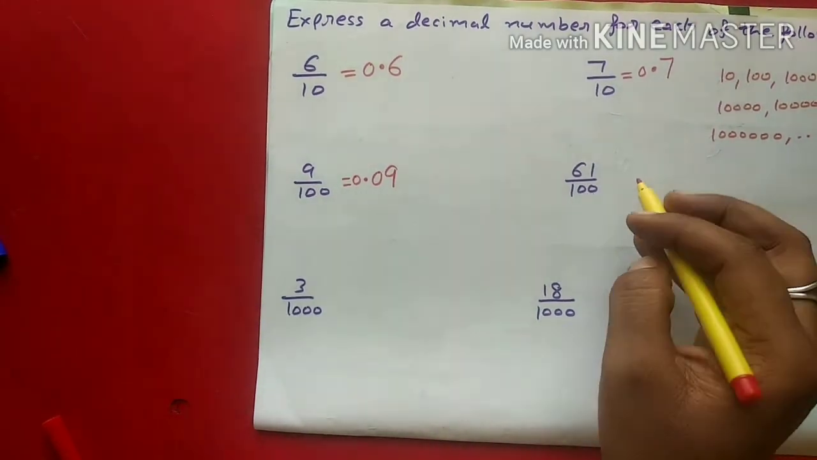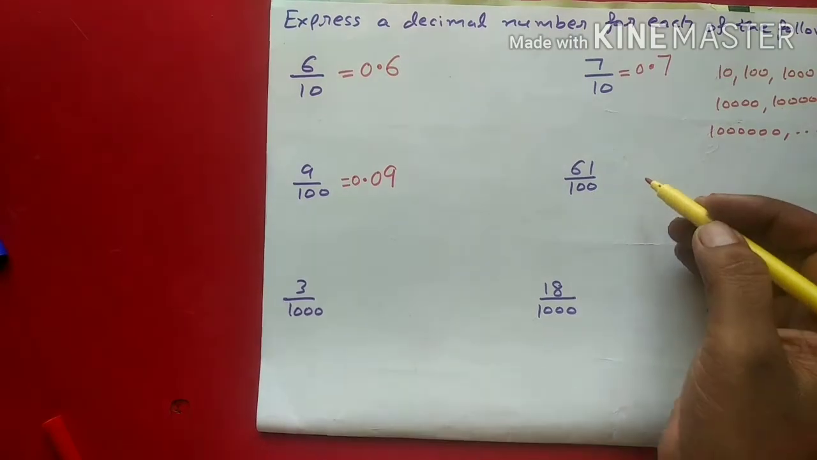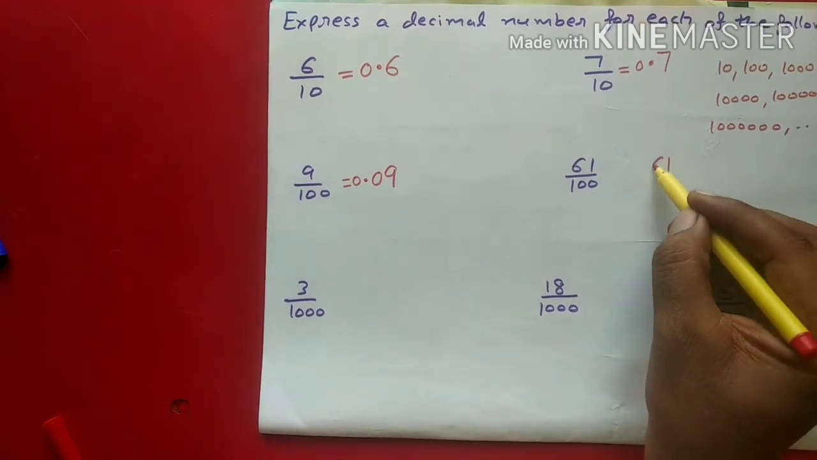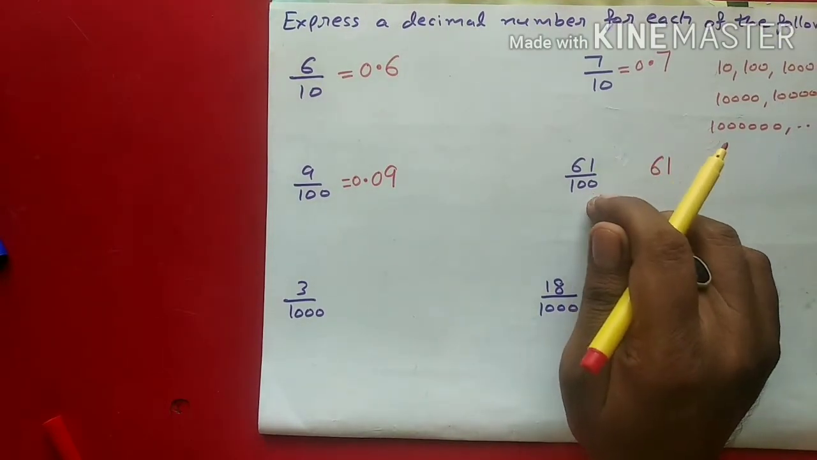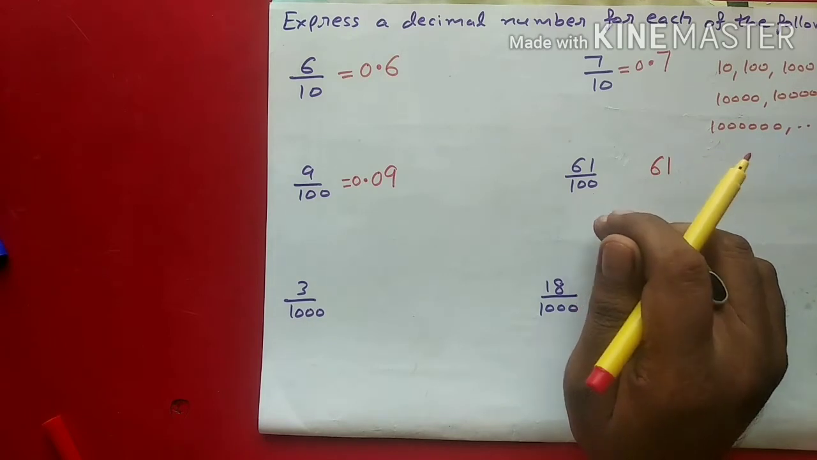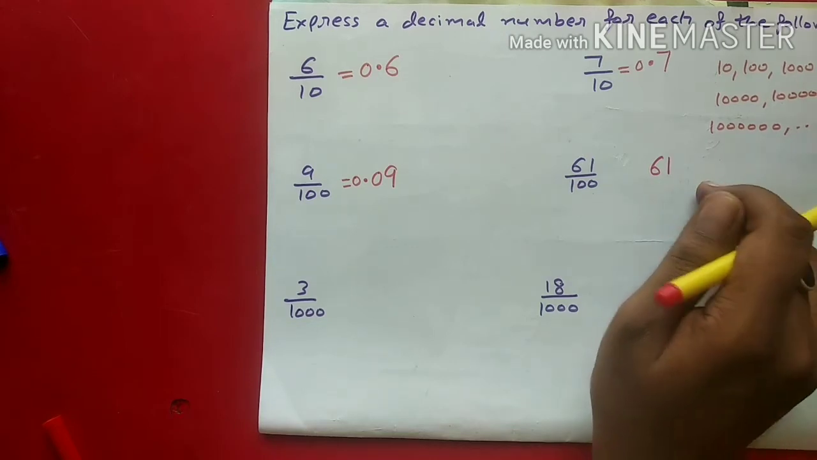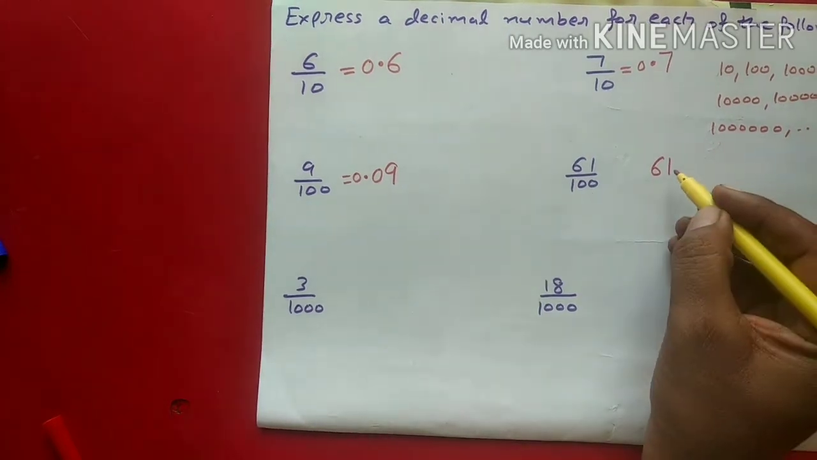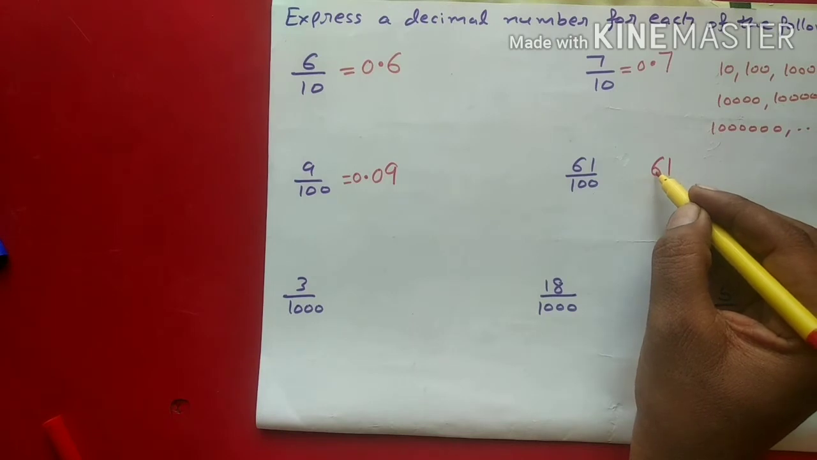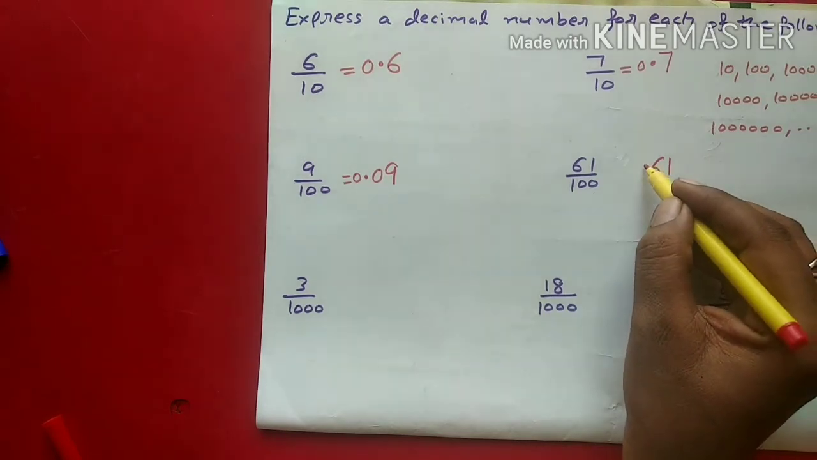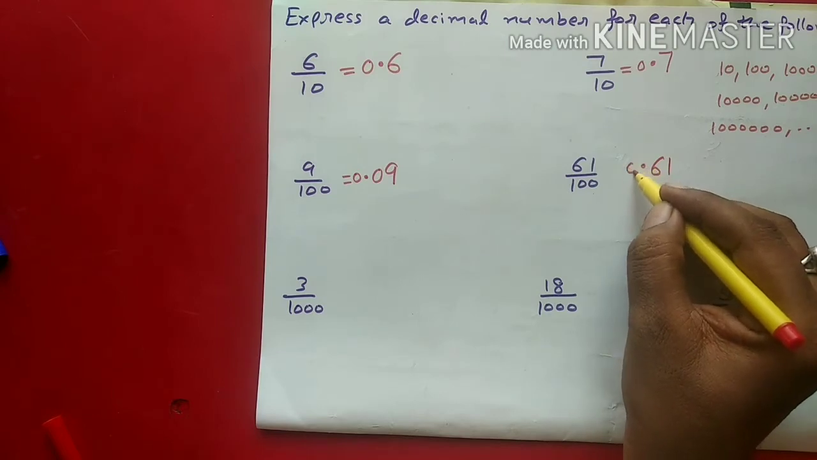Now we are on the next question. 16/100. So student, first you will write 16. Now there are only 2 zeros, so you have to mark the decimal after 2 digits counting from the right. So first number and second number. Okay, so how many digits are there? Only 2 digits. So I will mark the decimal after 2 digits.